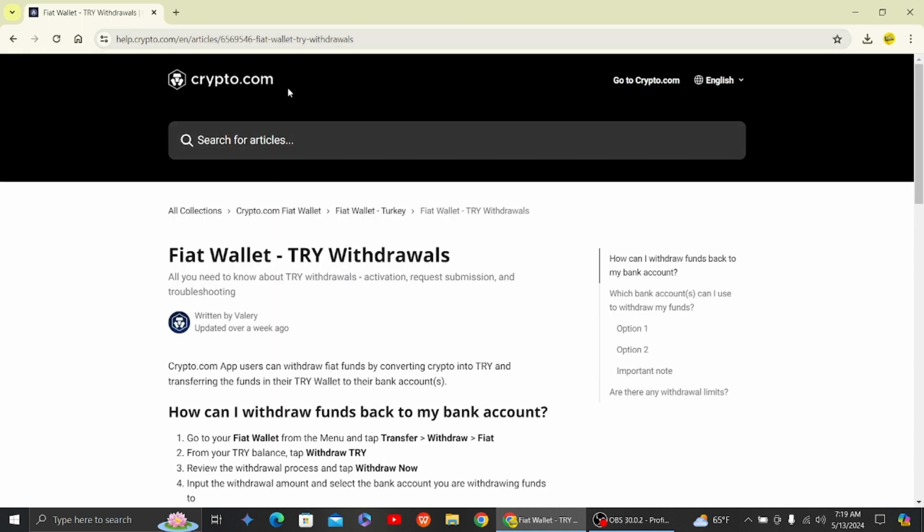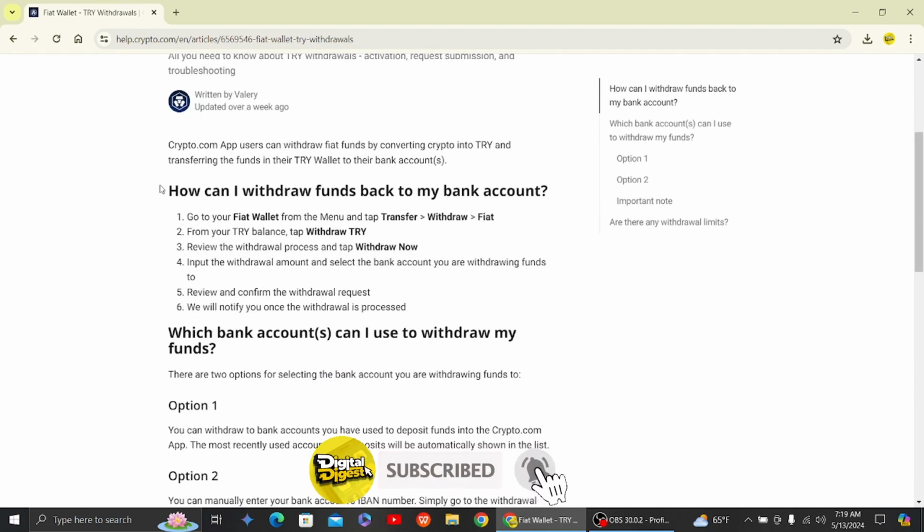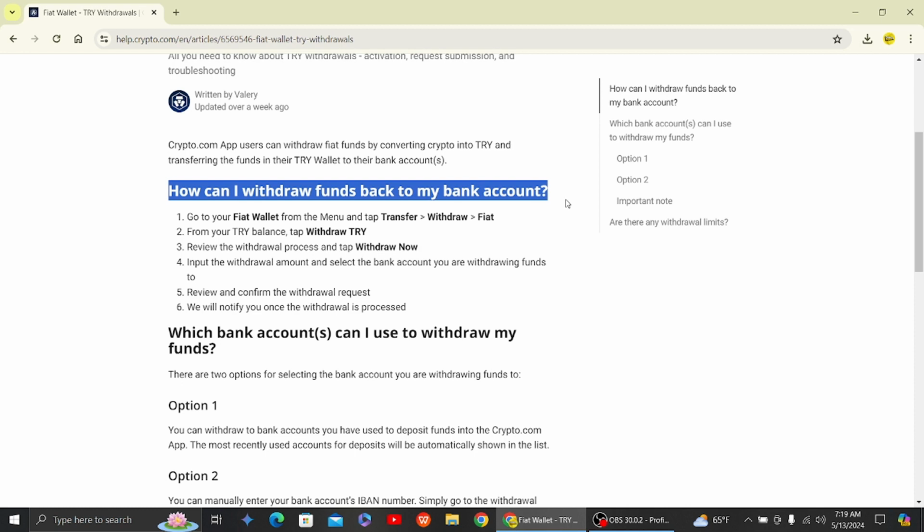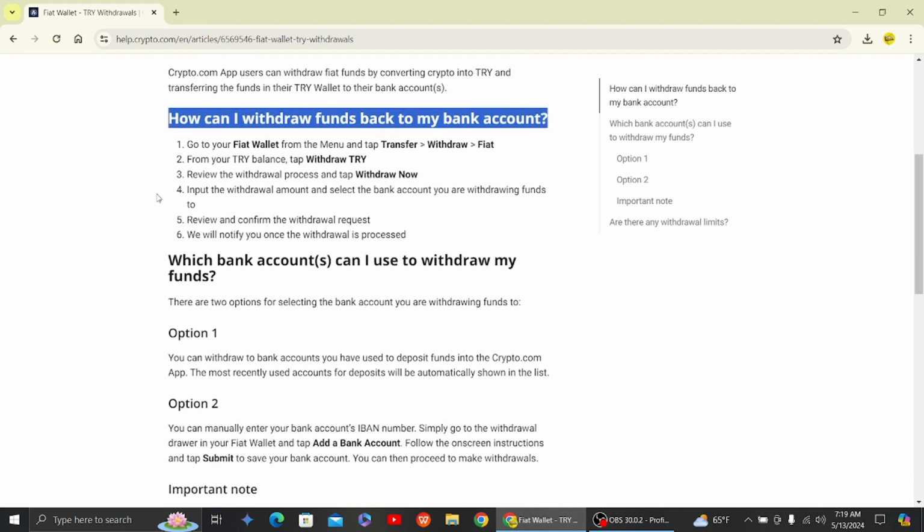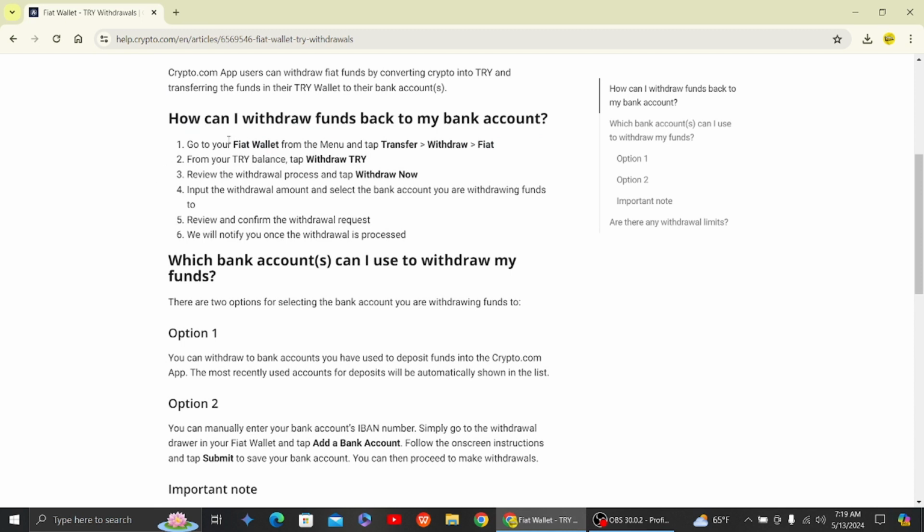So here, this is an official article from crypto.com. Here we have a question: how can I withdraw funds back to my bank account? There are some steps that you can follow so you can withdraw money from crypto.com to your bank account.